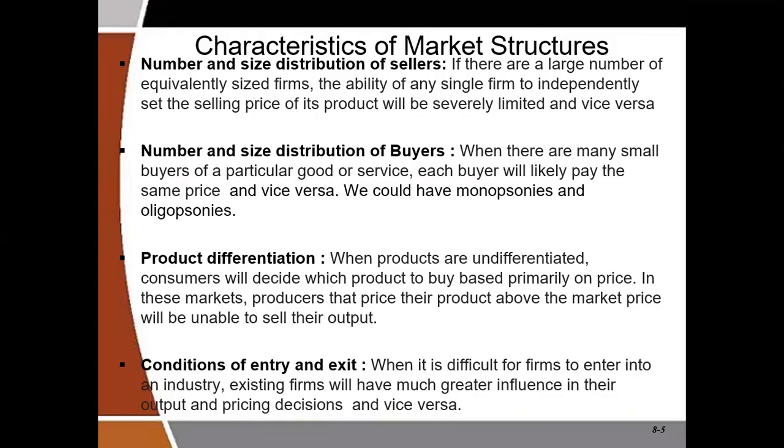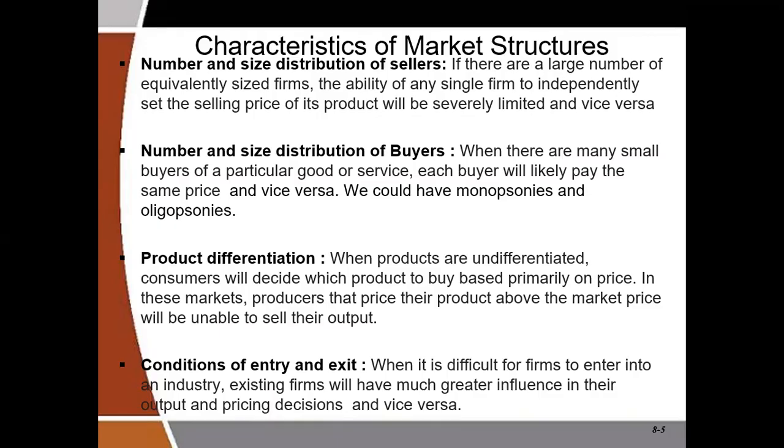Another way we can distinguish between market structures is the number and size distribution of buyers. So for instance, in a market where we have a large number of few buyers, of course, when the buyers are many, it means that each buyer will be buying just a small proportion of the market output.